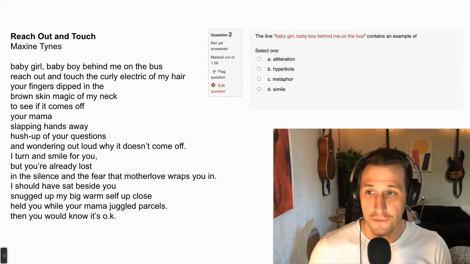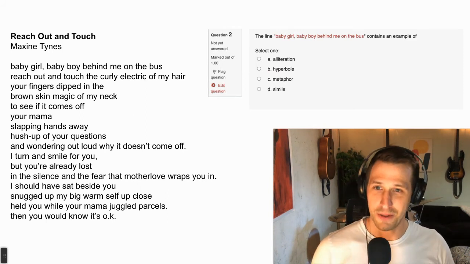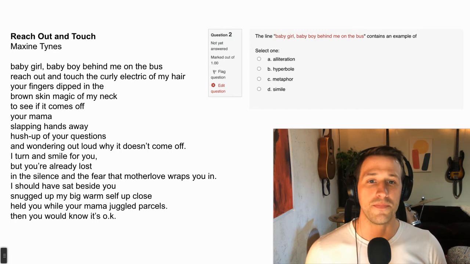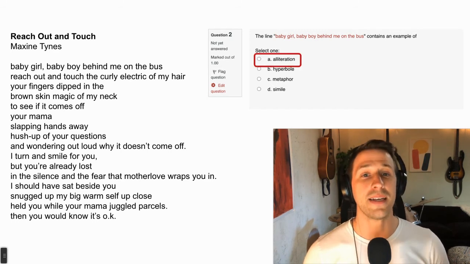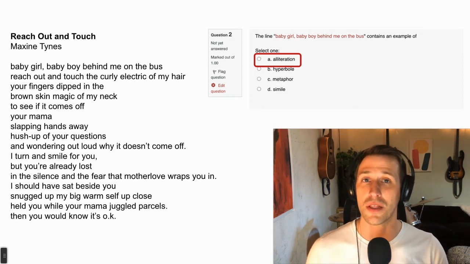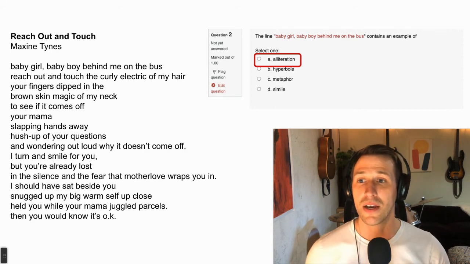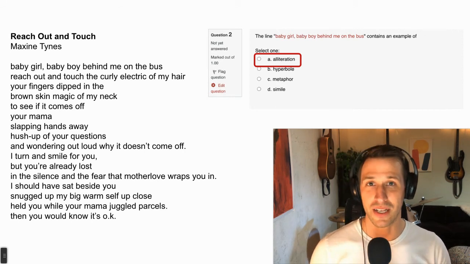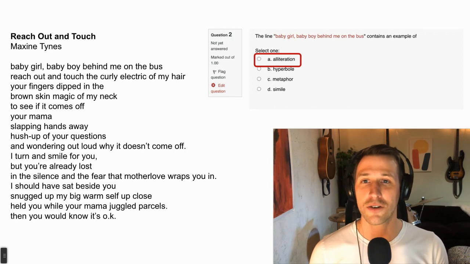Question 2 is about that first line, baby girl, baby boy behind me on the bus. It's a little bit of a tongue twister. It's a little bit of a tongue twister because it contains alliteration. The B, B, B, B, B of baby, baby, boy, behind, bus. All of those start with the letter B. They start with that B sound. So that is alliteration. And like I said, it's a little bit of a tongue twister because of that.